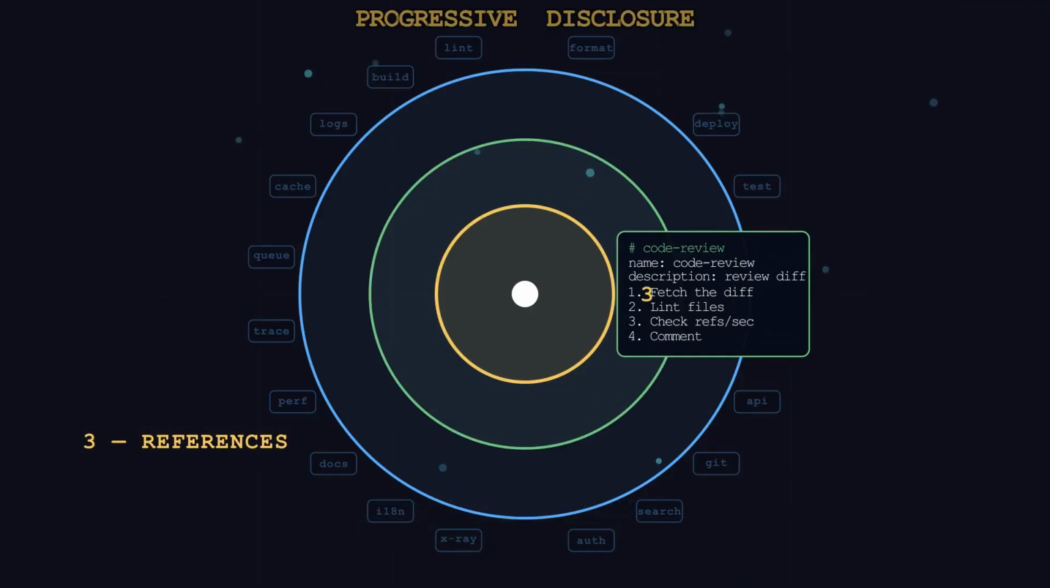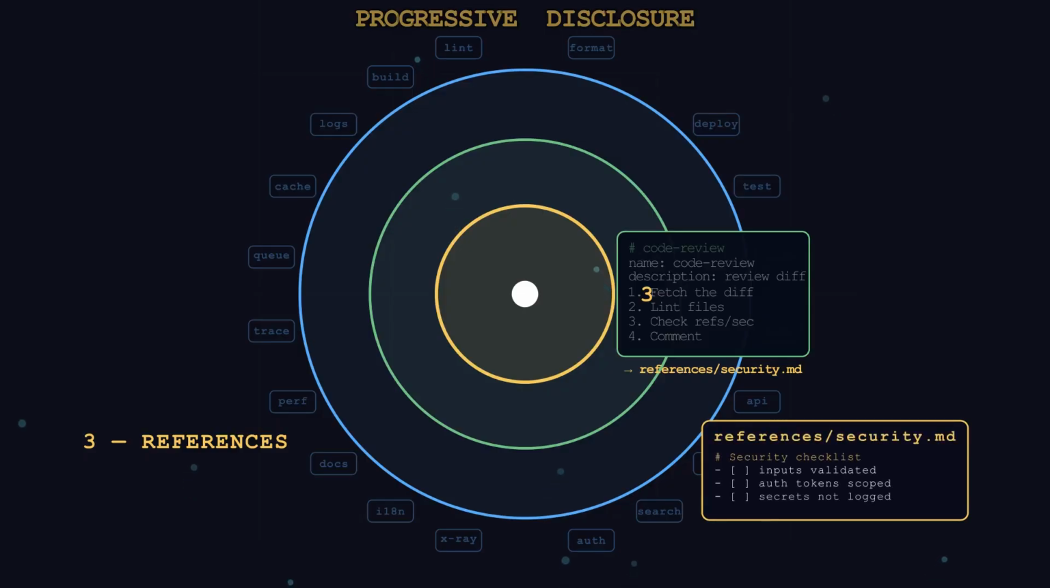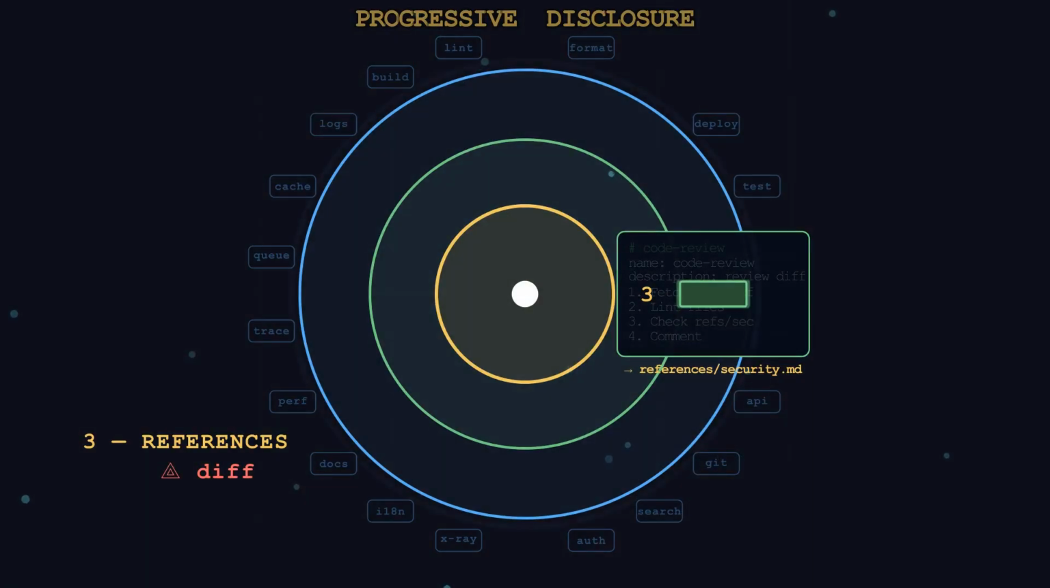Layer 3, references. Inside the body, you can point to other files. References, scripts, assets. Those don't load until the body explicitly tells the agent to read them. Our code review skill keeps a security checklist in references/security.md. That file only enters the conversation when the diff actually touches auth code.